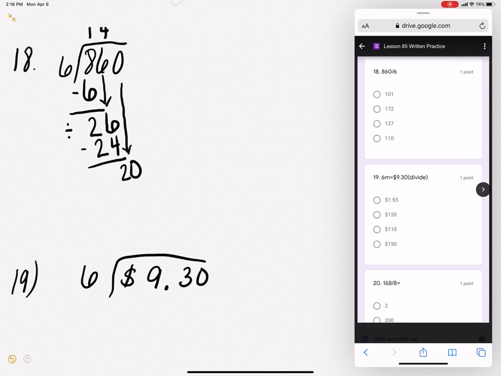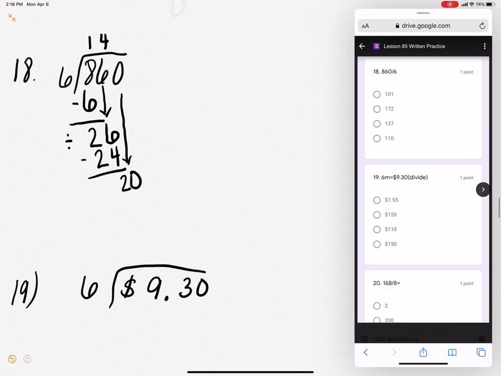Bring down your 0. Oh, I think we might have a remainder this time. The closest I can get to 20 multiplying by 6 is 18, and that is a result of 6 times 3. So 20 minus 18, 18, 19, 20. I have 143 remainder 2.